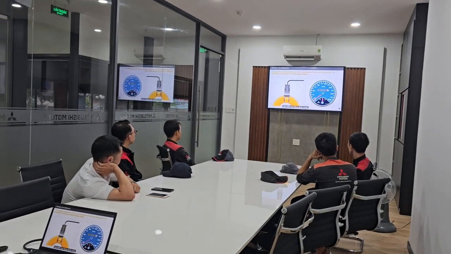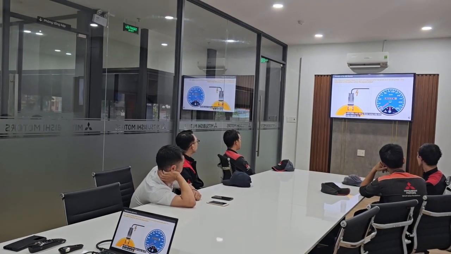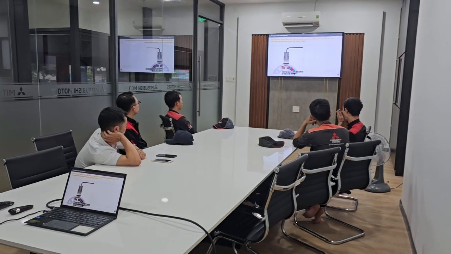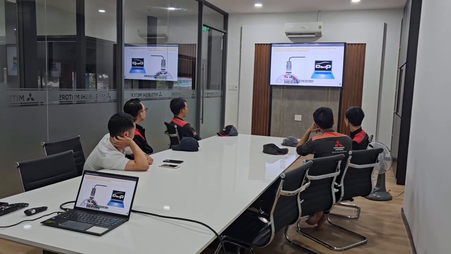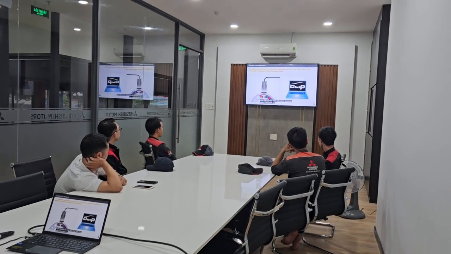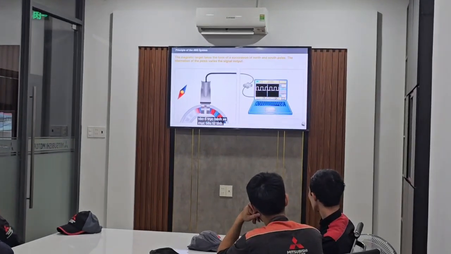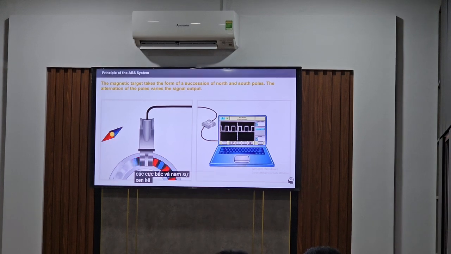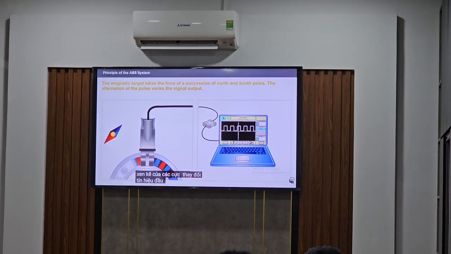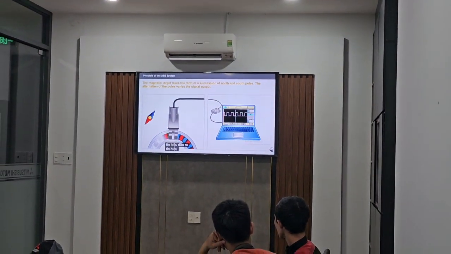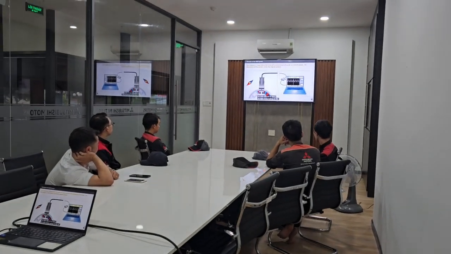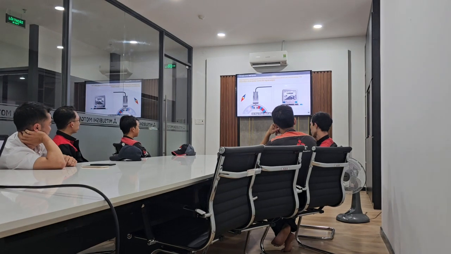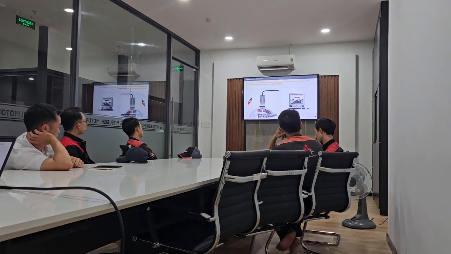The active sensor is supplied by the computer. It measures the speed of rotation from 0 km/h. The sensor is fixed opposite the target. The target is sometimes built into the wheel bearing. The magnetic target takes the form of a succession of north and south poles. The alternation of poles varies the signal output. The signal output takes the form of a square pulse signal of variable frequency. When replacing a wheel bearing, comply with the recommendations in the technical documentation.